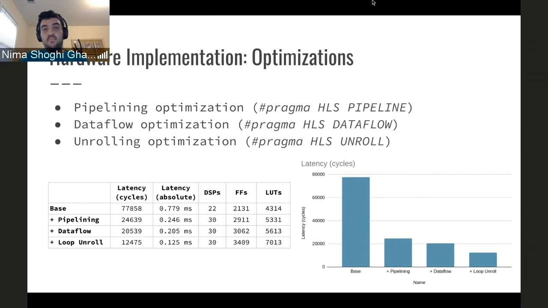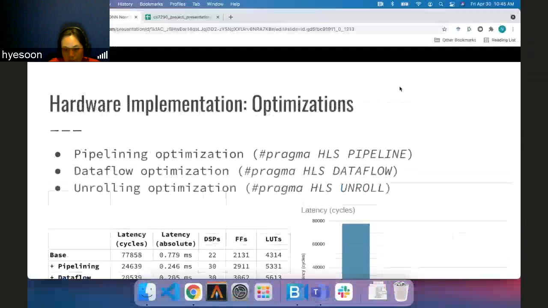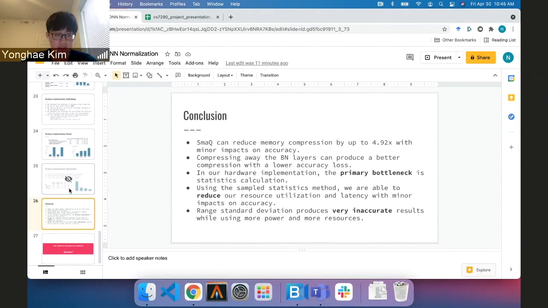Thank you. And questions? Where is the hardware located? Is it implemented as an execution unit or as an accelerator, something like that?